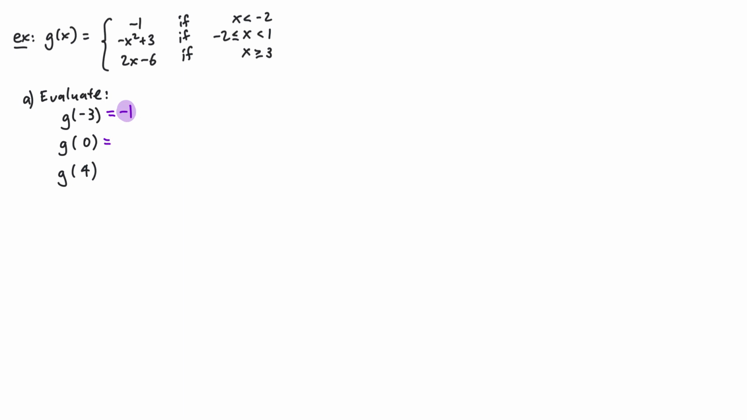So g of 0 is negative 0 squared plus 3, which gives us just 3. And then lastly, let's compute g of 4. What's the output when I input 4 into my function? 4 is in the third piece of my function because 4 is greater than or equal to 3, which means to get the output, we would use the formula 2 times x minus 6. So g of 4 would be 2 times 4 minus 6, which gives us 8 minus 6, or 2.